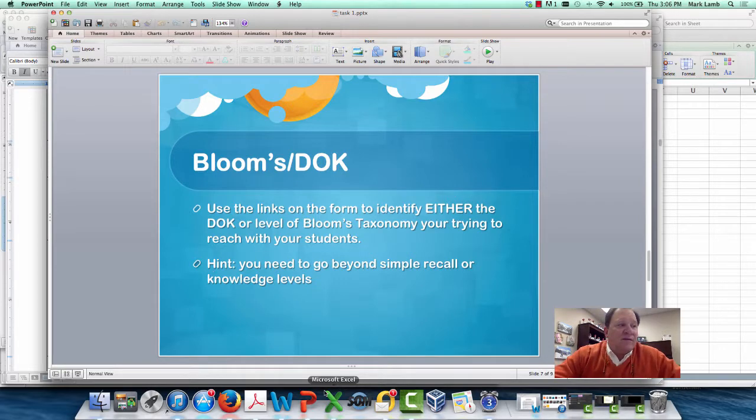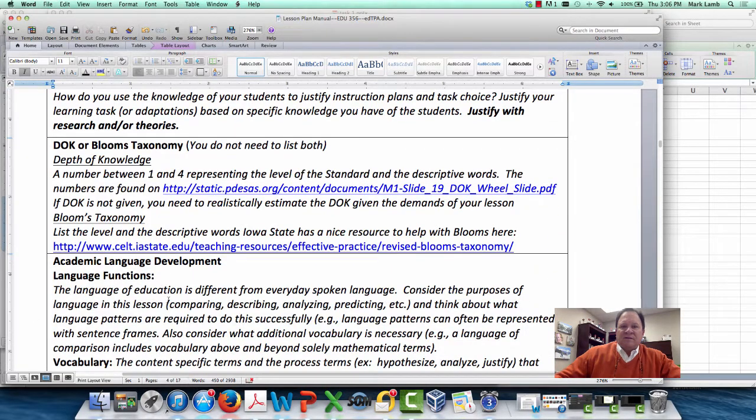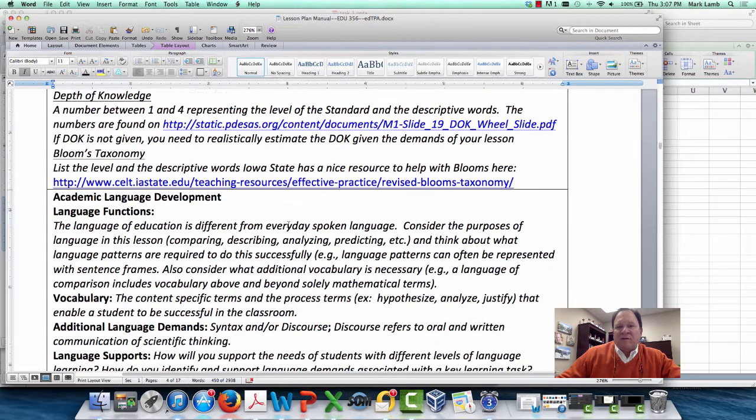Next is identifying the depth of knowledge or level of Bloom's taxonomy. Again, there's links on the form. Right here, there's a link to a PDF that shows you a good depth of knowledge wheel. And this is a link to a good resource from Iowa State University that has a couple of ways of looking at Bloom's taxonomy, and it's very helpful, very well done. I think you'll be able to see a good resource there, even if you don't use it in this lesson, possibly in future lessons.